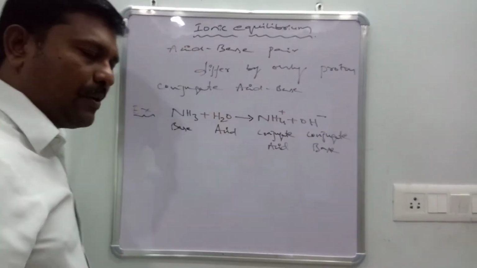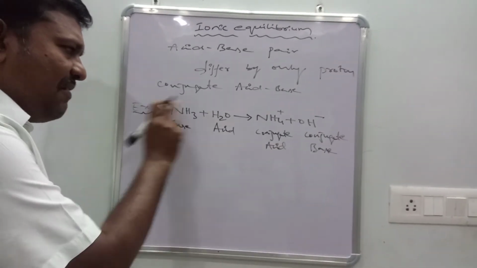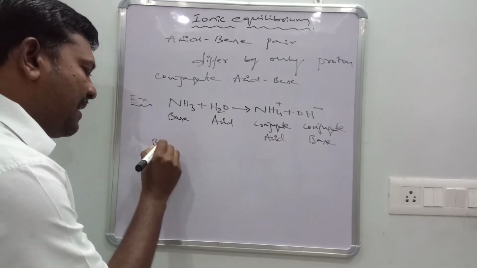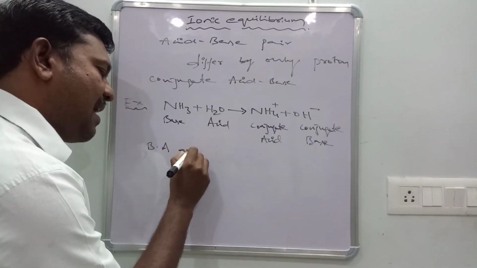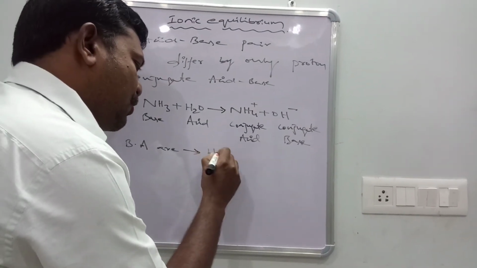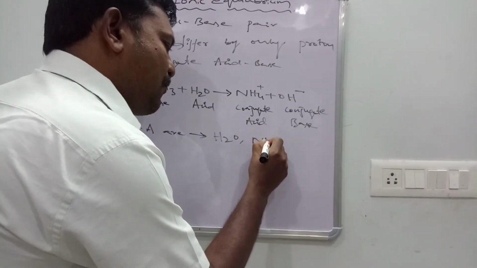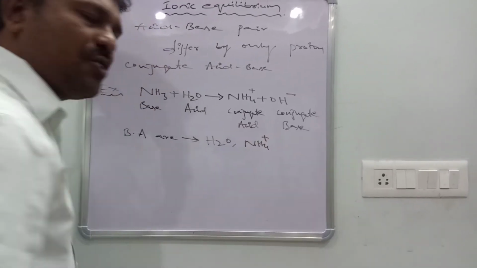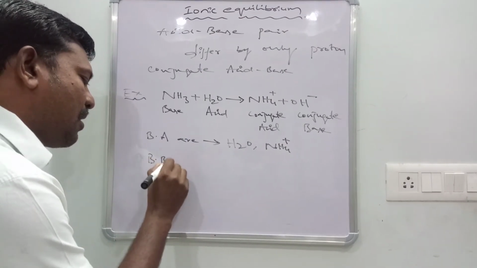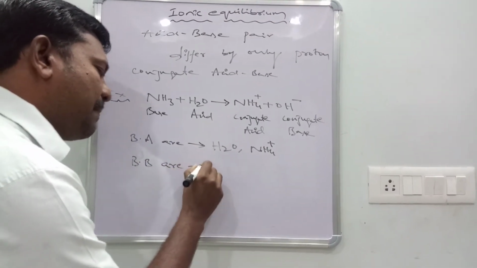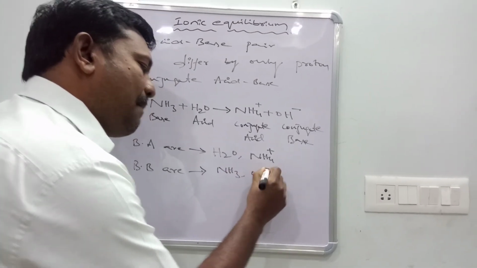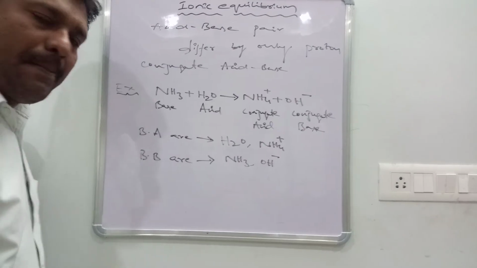I'm asking two bits. Bit number 1: in the given equation, what are the Brown-Lowry acids? In the given equation, the Brown-Lowry acids are H2O and NH4 plus. Both are Brown-Lowry acids in the given example. What are the examples of Brown-Lowry bases? Brown-Lowry bases are NH3 and OH minus. Both are Brown-Lowry bases.